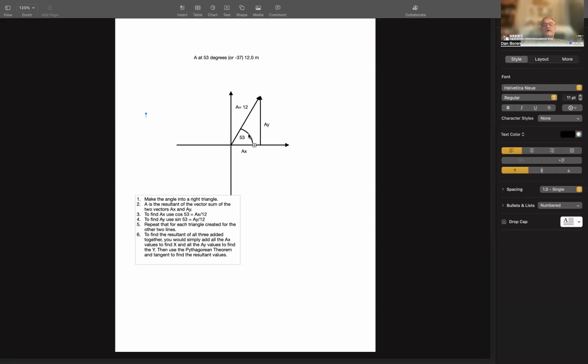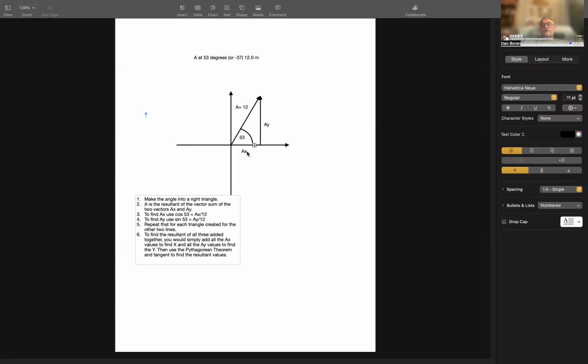Then I would say, all right, sine of 53 is the opposite over the hypotenuse, A sub y over 12, and that's here. So sine of 53 times 12 would give me A sub y, the vertical component of this particular vector. So now I would have A sub x, A sub y, and 12 being the resultant.